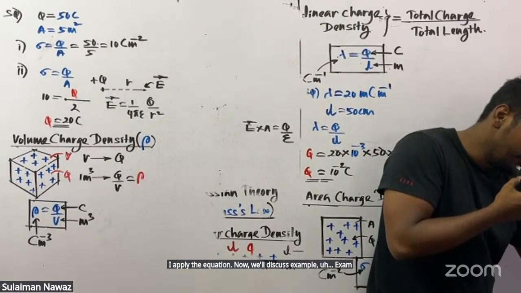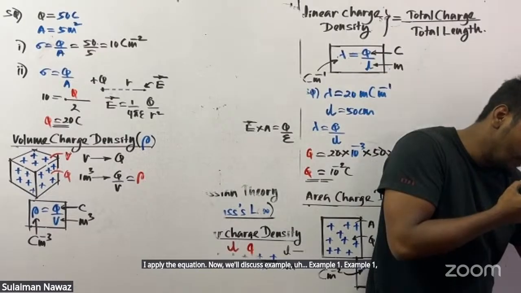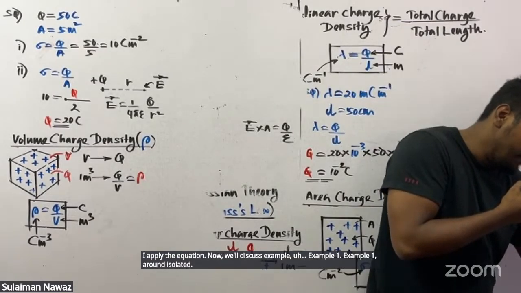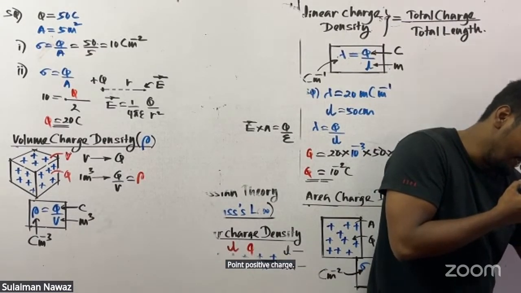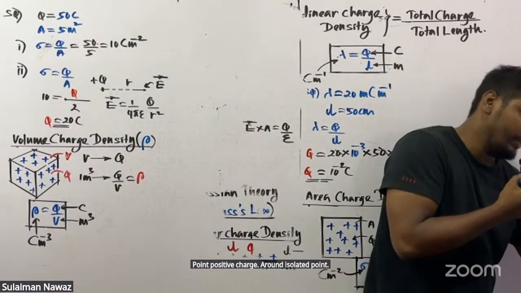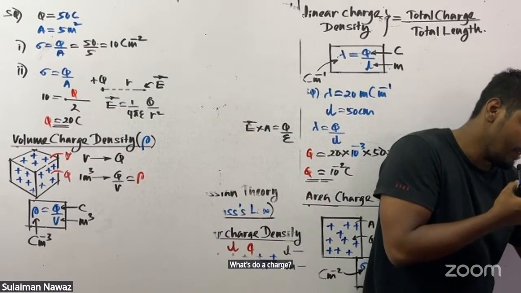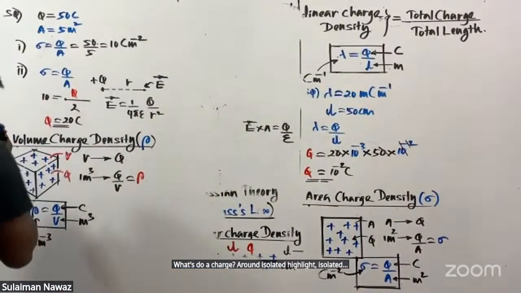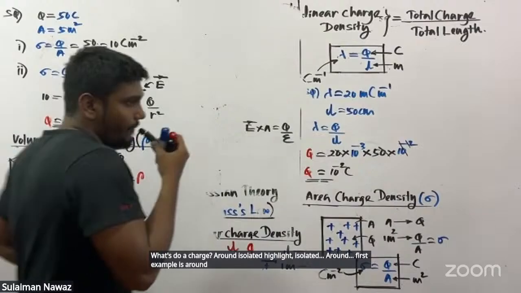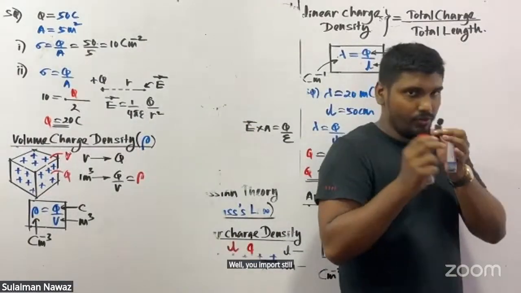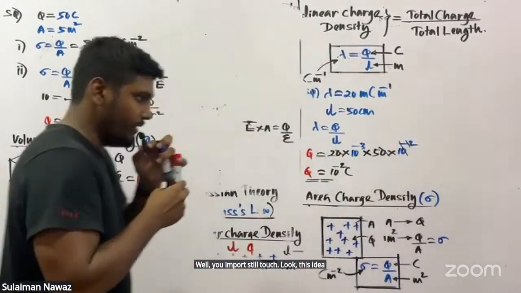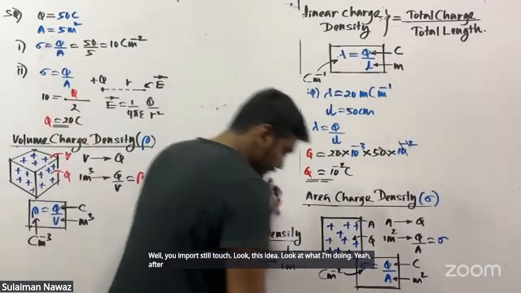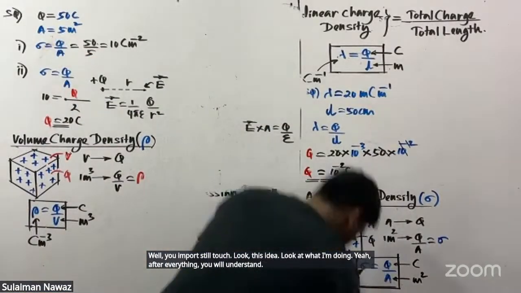Now we'll discuss example 1. Example 1: around an isolated point positive charge. Highlight isolated. Look at this idea. Look at what I'm doing. After everything, you will understand. Right.